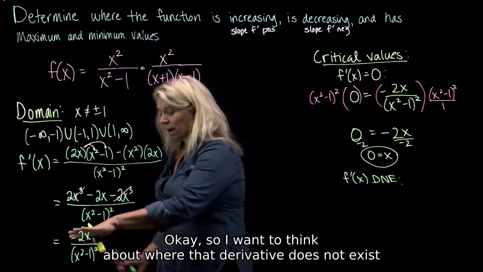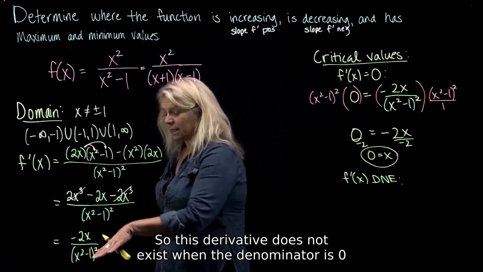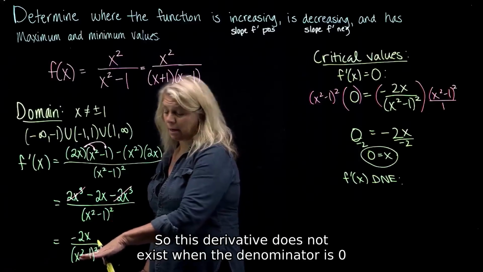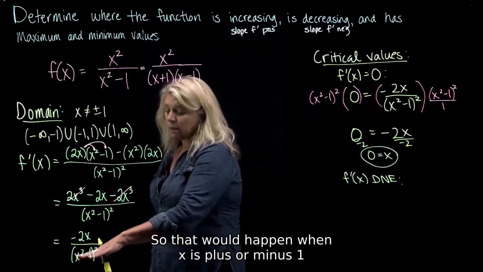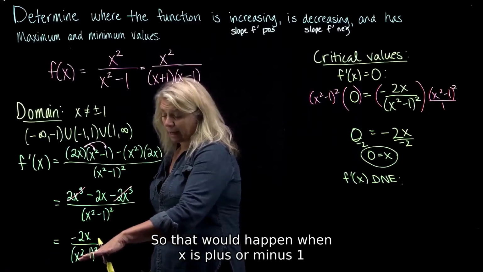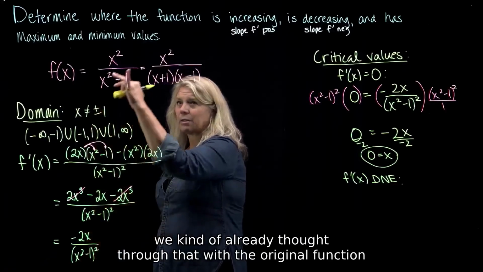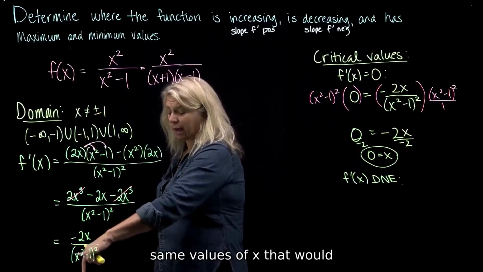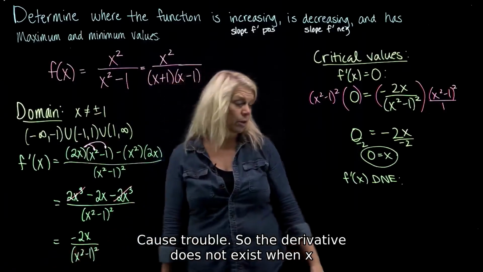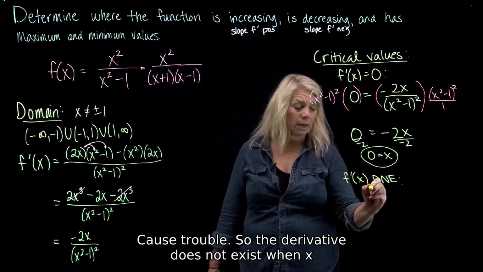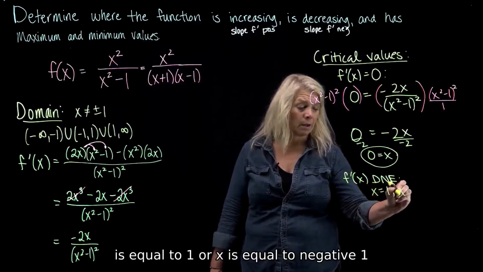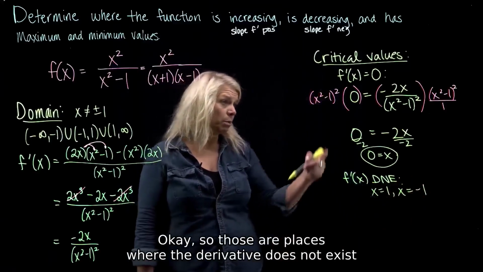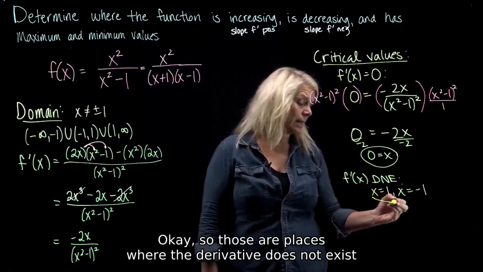Okay, so I want to think about where that derivative does not exist. So this derivative does not exist when the denominator is 0. So that would happen when x is plus or minus 1. We kind of already thought through that with the original function, but slightly different denominator here, but same values of x that would cause trouble. So the derivative does not exist when x is equal to 1 or x is equal to negative 1. Okay, so those are places where the derivative does not exist.